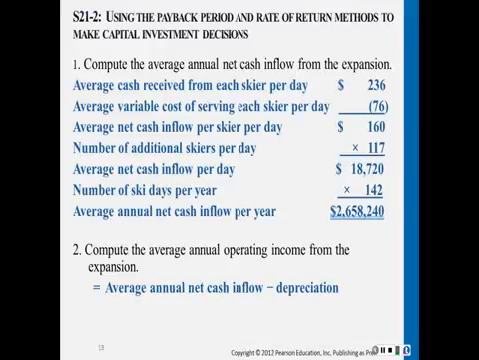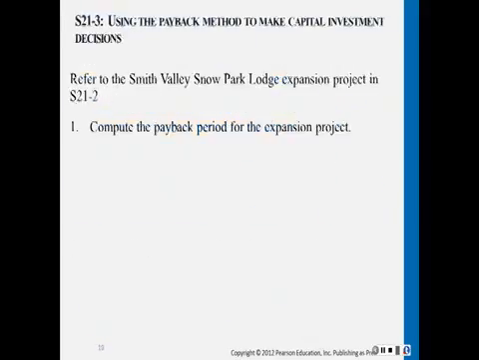Second, compute the average annual operating income from the expansion. Average annual net cash inflow minus depreciation, $2,658,240 minus $1,250,000. This equals $1,408,240.